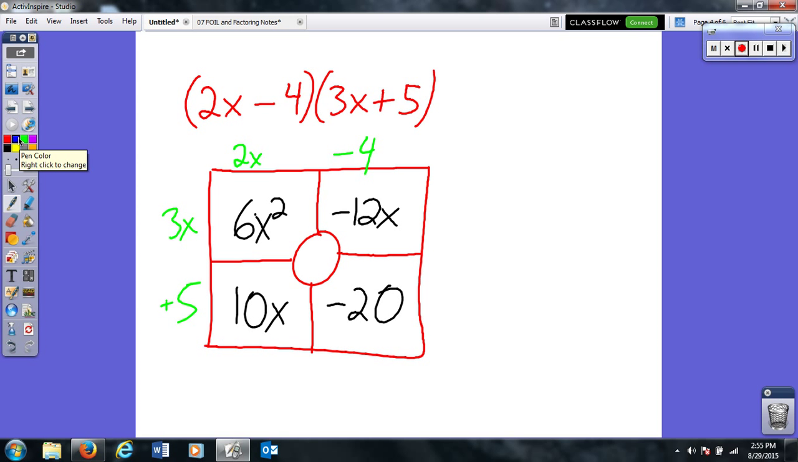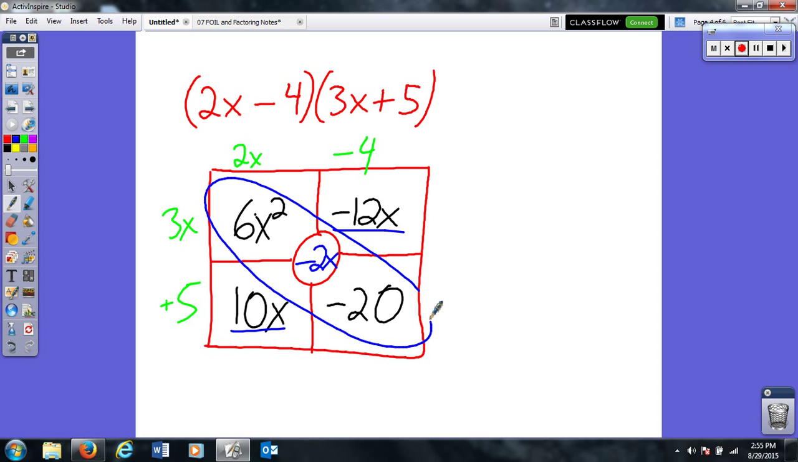Then the circle in the middle is for combining like terms. So here's the negative 12x and the 10x. Combine those together to get negative 2x. And then the trinomial is on the diagonal: 6x squared minus 2x minus 20.